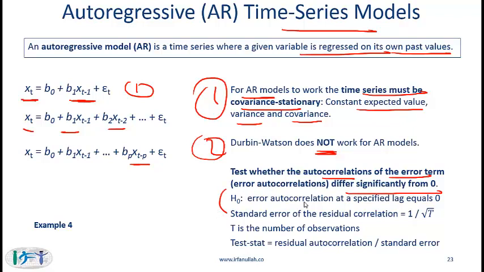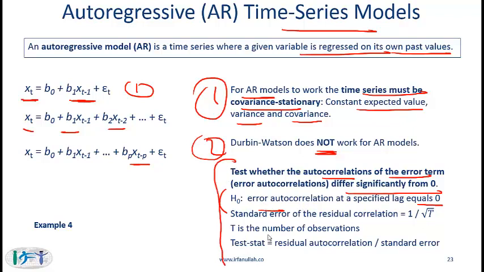Your null hypothesis is that the error autocorrelation at a specific lag is 0. So you are looking at the correlation of an error term with the previous error term. And so what is the null hypothesis? That the autocorrelation is 0. So this is a case where you actually want the null hypothesis to be true, because you want the correlation with previous error terms to be 0. If this is not the case, then you have a serial correlation problem.